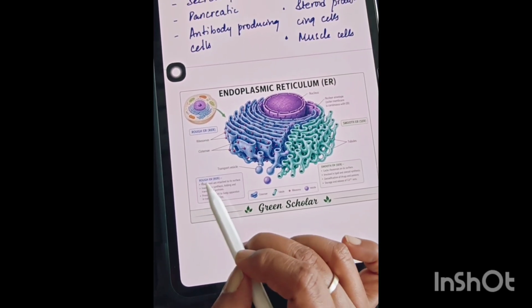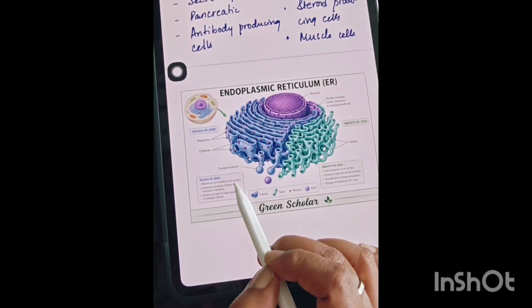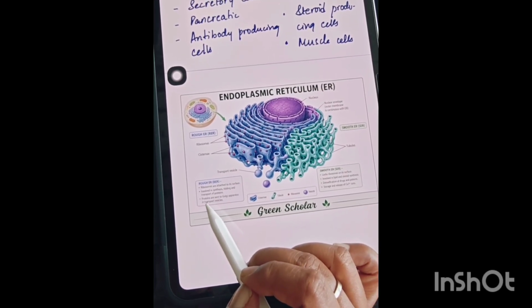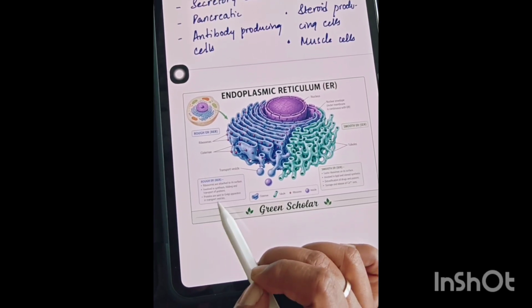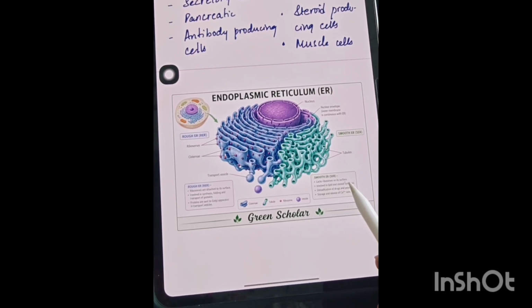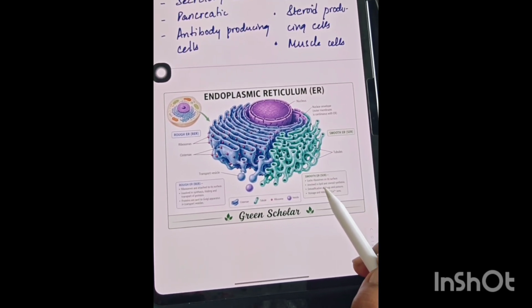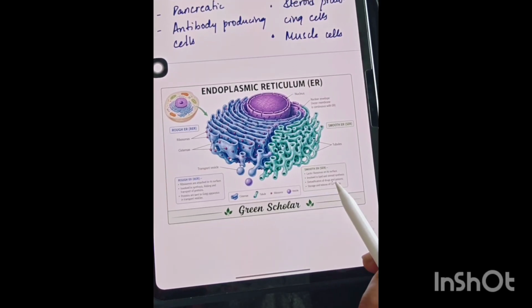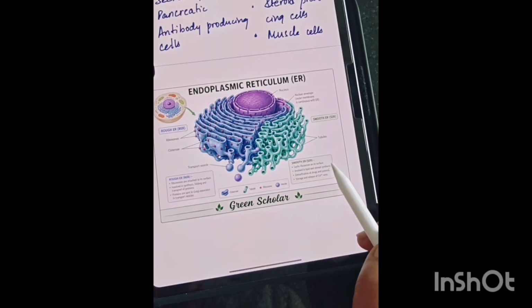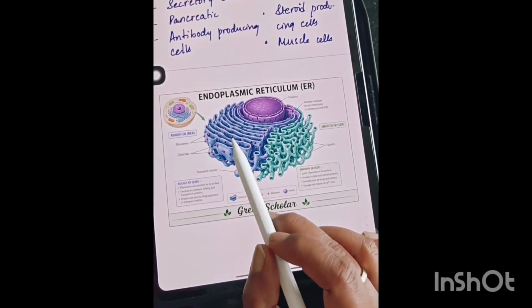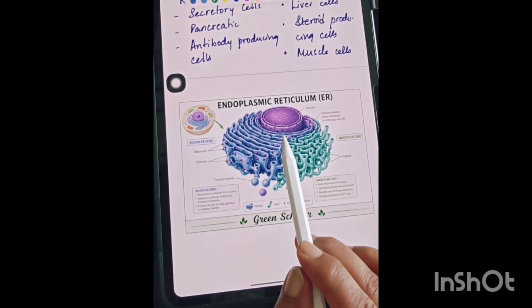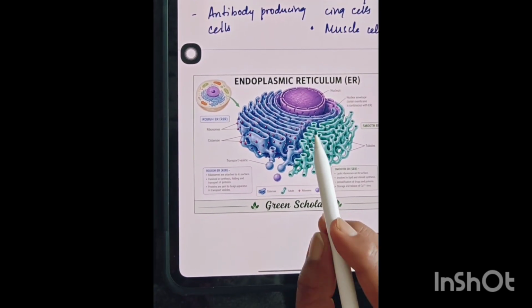Rough endoplasmic reticulum has ribosomes attached to its surface and is involved in synthesis, folding and transport of proteins. Proteins are sent to the Golgi apparatus in transport vesicles. The smooth endoplasmic reticulum lacks ribosomes on its surface and is involved in lipid and steroid synthesis, detoxification of drugs and poisons, and storage and release of calcium ions. So this is about the endoplasmic reticulum, one of the major cell organelles present inside the cell.